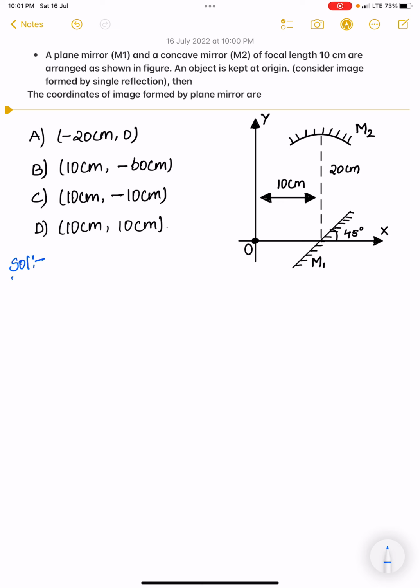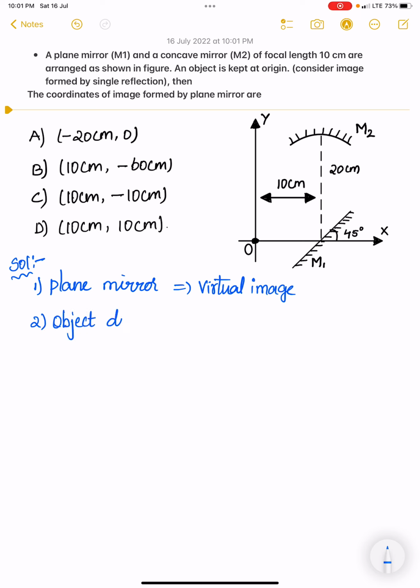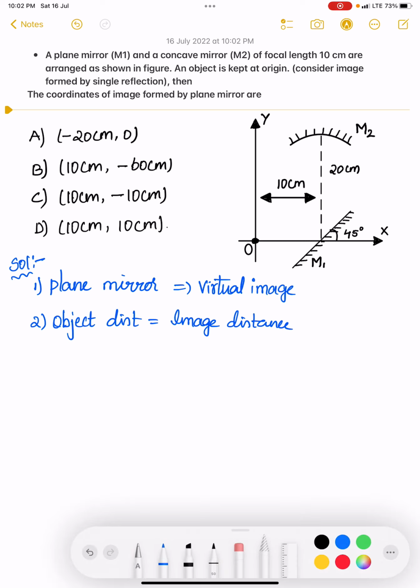First I would like to add a few points: the characteristics of the image formed by a plane mirror. We already know a plane mirror always forms a virtual image, correct? And the object distance is equal to the image distance. We already know this also. Taking the help of these two characteristics, I would like to explain this point clearly to you. So how shall we do this problem?